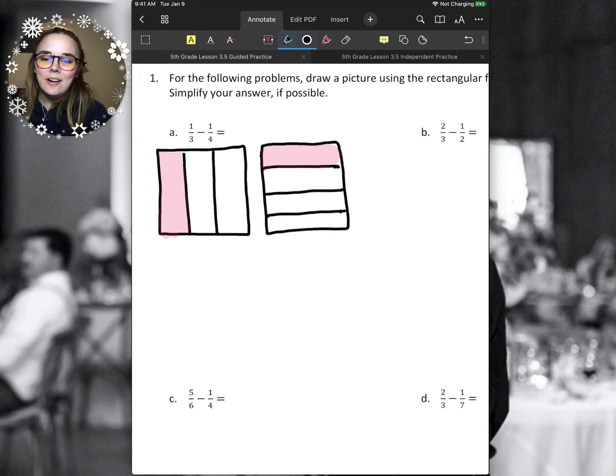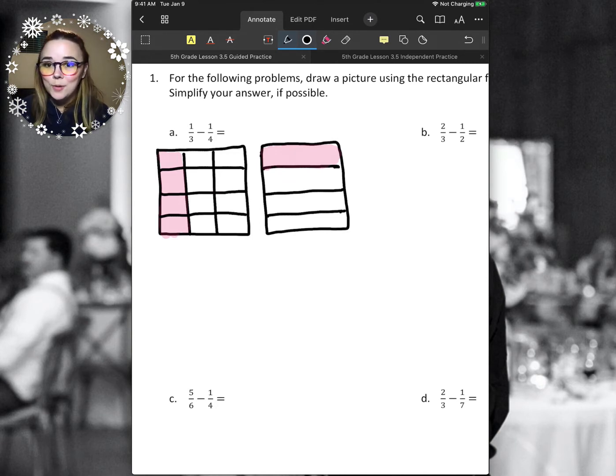So we're going to take our thirds and we're going to divide them into fourths. And that gives us 12 pieces. We can verify that that's correct because we know that 3 times 4 gives us 12. And we're going to do the same with our fourths and divide it into thirds. Again, we have twelfths. So this is where we're going to start to see some differences between what we're doing today and what we were doing before.